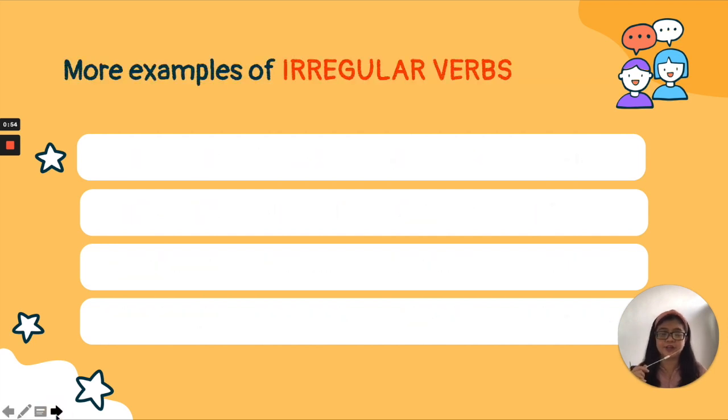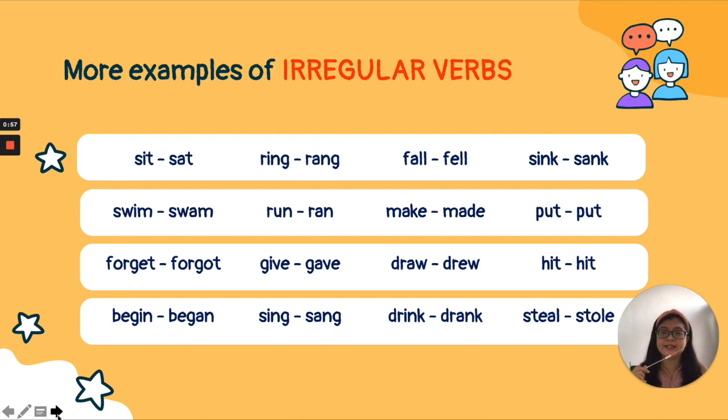So we have here another set of examples. Sit, sat, ring, rang, fall, fell, sing, sang, swim, swam, run, ran, make, made. And for the word put, it's just put in the past tense. Forget, forgot, give, gave, draw, drew, hit, same in the past tense form, it's hit, begin, began, sing, sang, drink, drank, steal, stole. Okay, so please review these words. Make sure to remember their past tense form.